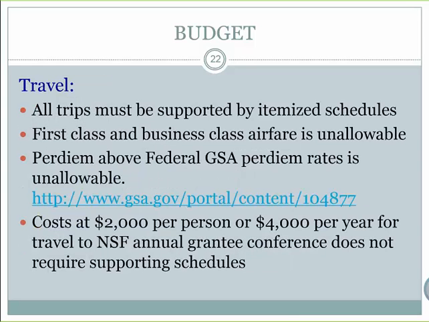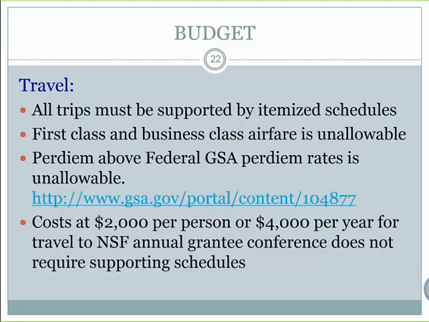Travel. So every trip that you ask for needs to be itemized in a schedule. So we need to see where you're going, how long, how much it's going to cost, what your rental car is going to be, all that stuff. Unless it's for the NSF conference, you don't need to support that. We automatically give you the $2,000 per person for up to $4,000 per year. So nothing's required for that.